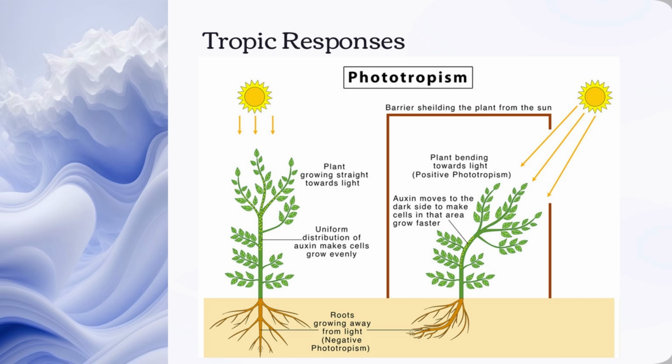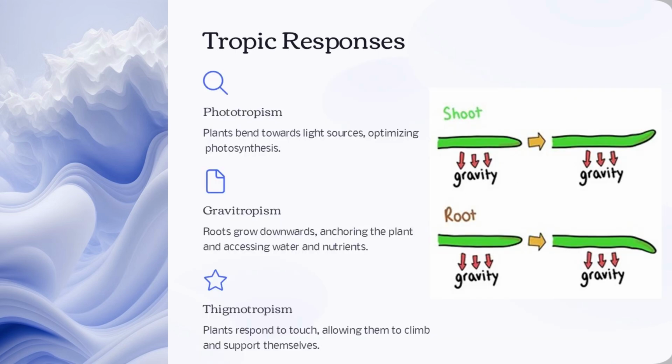Tropic responses are the ways plants grow and move in response to environmental stimuli like light, gravity, and touch. Phototropism is the bending of plants towards light sources. This helps them optimize photosynthesis and grow towards the best light conditions. Gravitropism is the downward growth of roots, which anchors the plant and allows it to access water and nutrients in the soil.